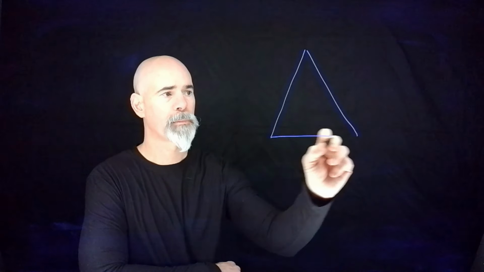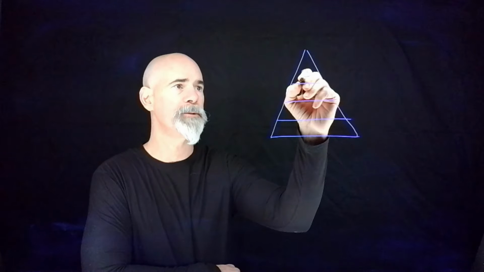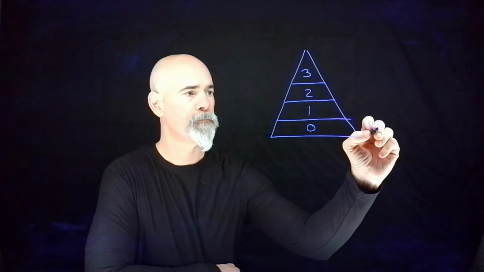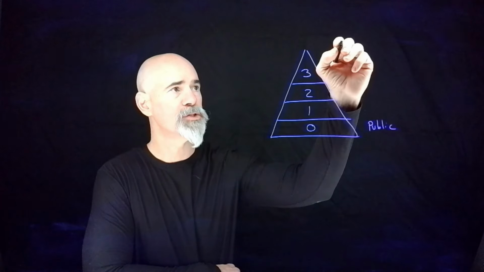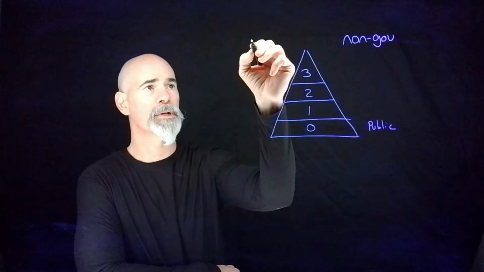So let's talk about data classification and how it relates to government and non-government types of entities. We can look at it as a pyramid, and there are going to be a couple of different levels. The topmost is class 3, 2, 1, 0. In class 0, we're talking about public information. And I'll say this is for the non-government and this is for government.